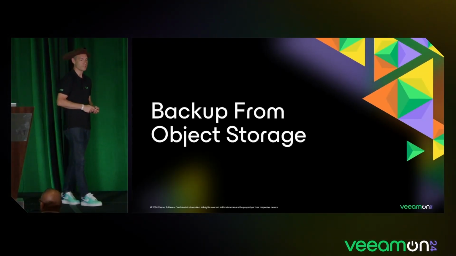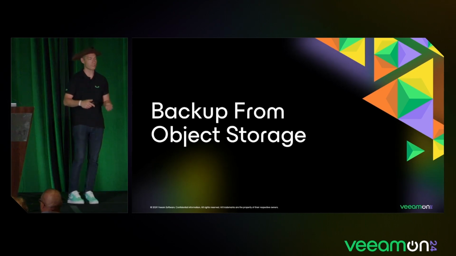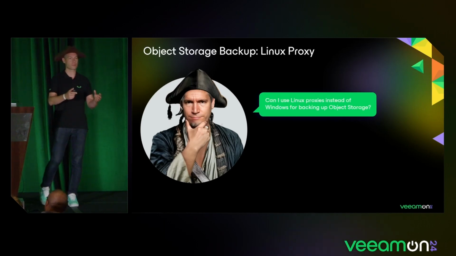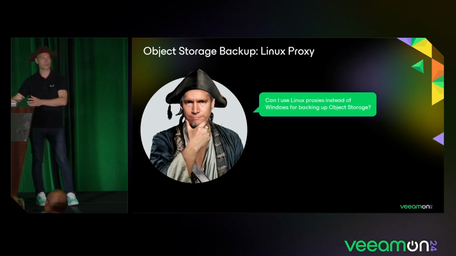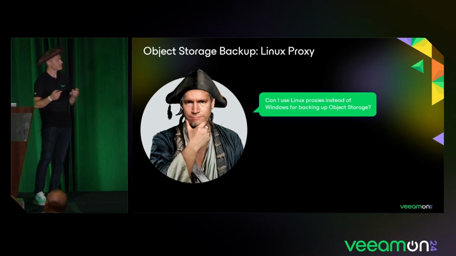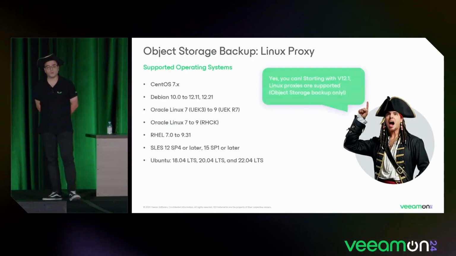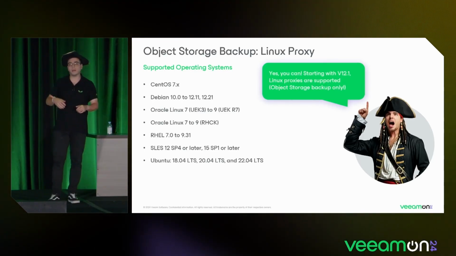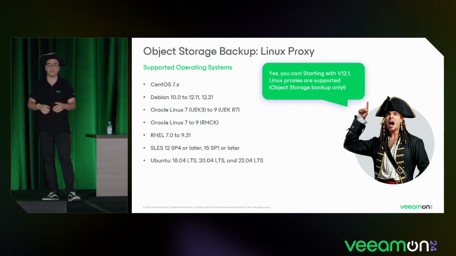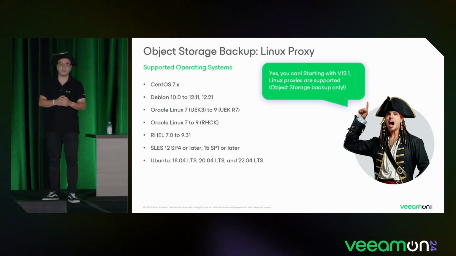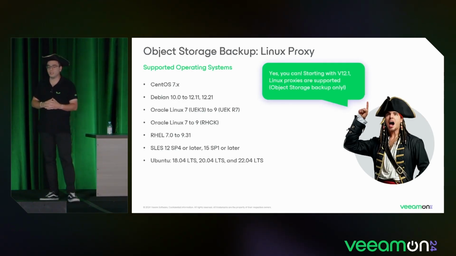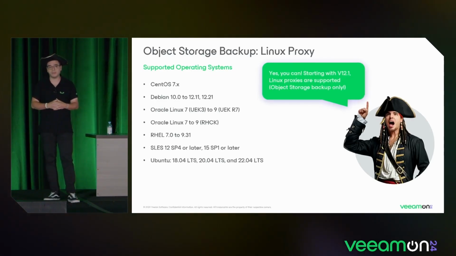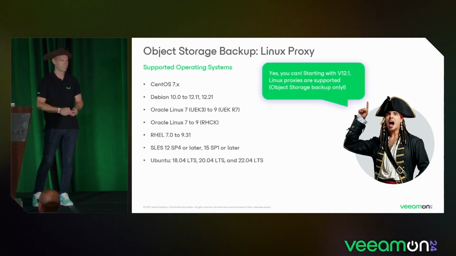The next area on our treasure map is backup from object storage. That means object storage is the source for all of your backups. And as you know, we need a proxy server to bring the backup data down to our repositories. So is it necessary to use only Windows? No, for backup from object storage, we have introduced new support for Linux. So you can now deploy a general purpose backup proxy server on a Linux machine, but only for object storage backup. It's not yet available for NAS file backup jobs. It's only for object storage for now.